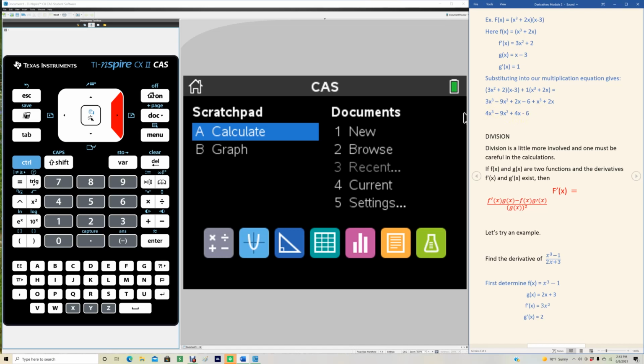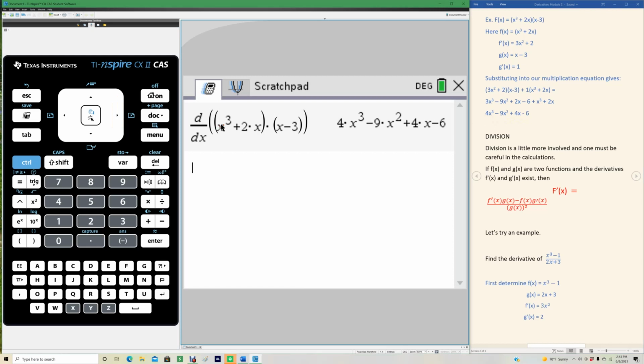Now we can also use our TI-Nspire calculator to come up with the exact same answer. Over here on the scratch pad, I already have it laid out for you. d of dx, it's the derivative of x cubed plus 2x times the quantity x minus 3. And that gives us the answer, 4x cubed minus 9x squared plus 4x minus 6, just what we have over here.